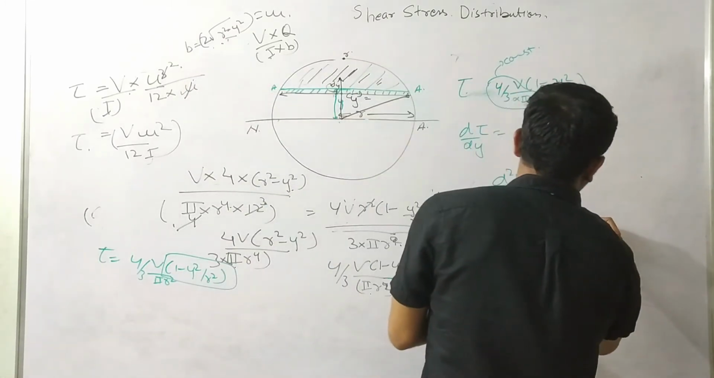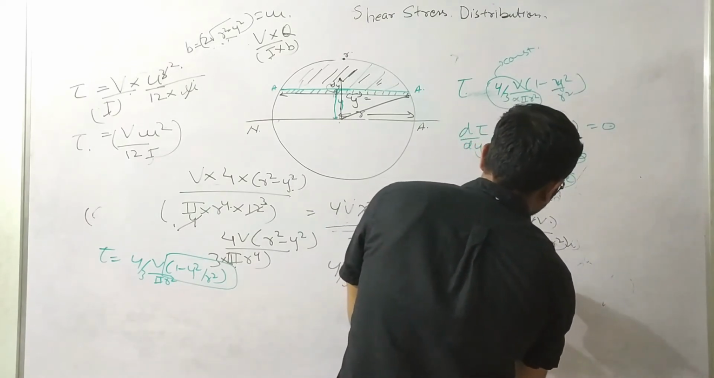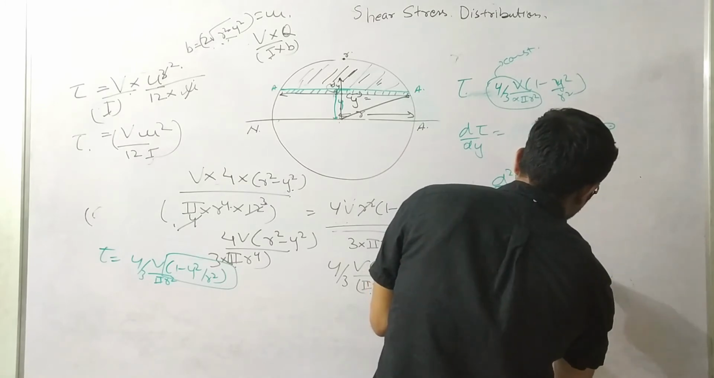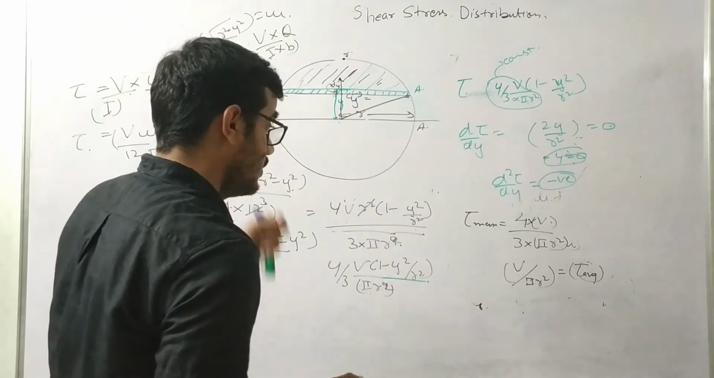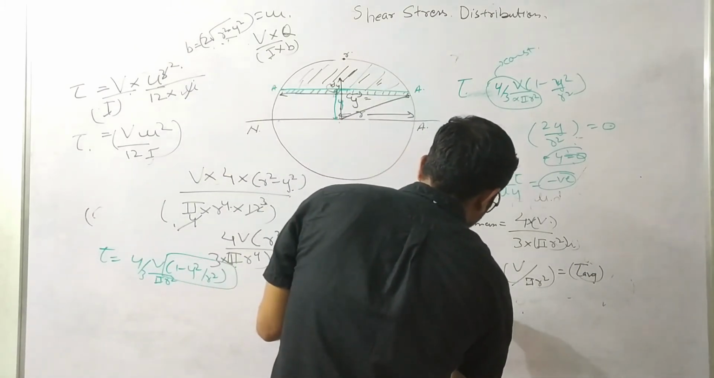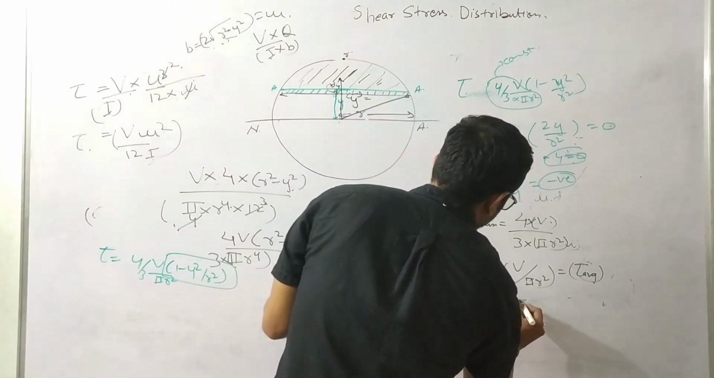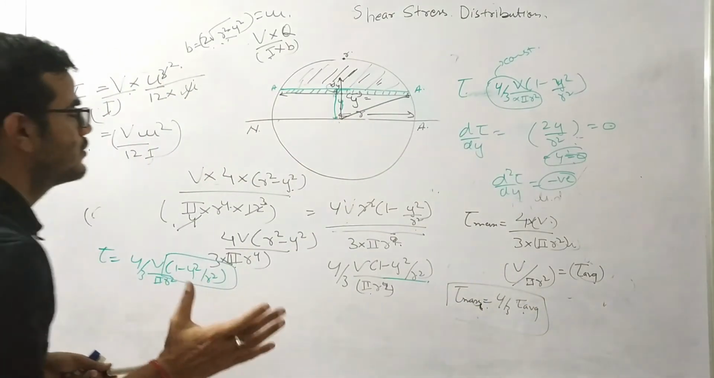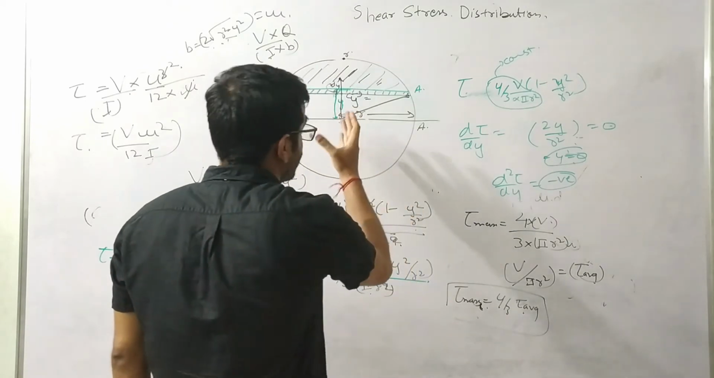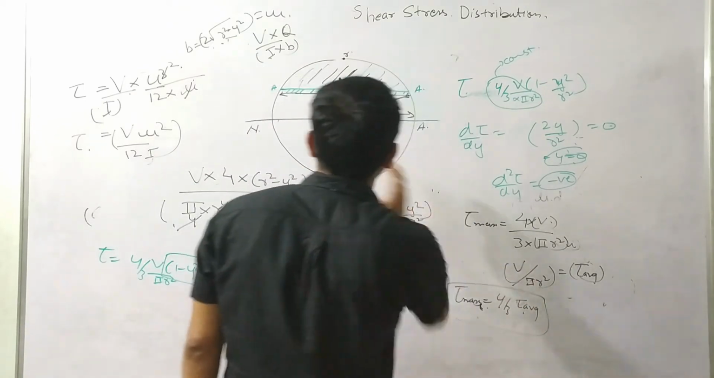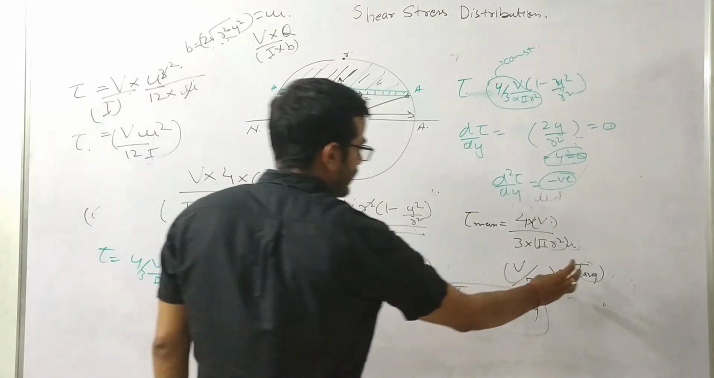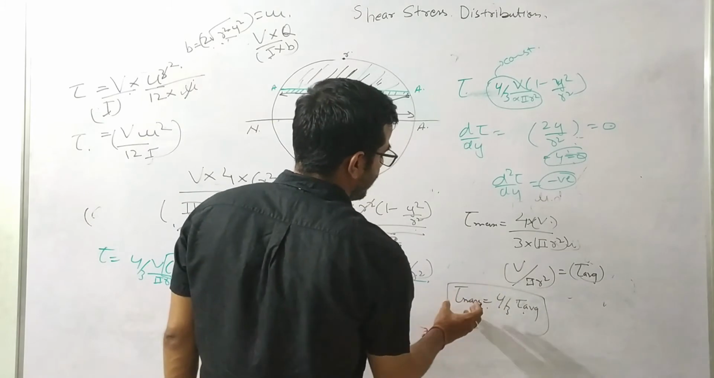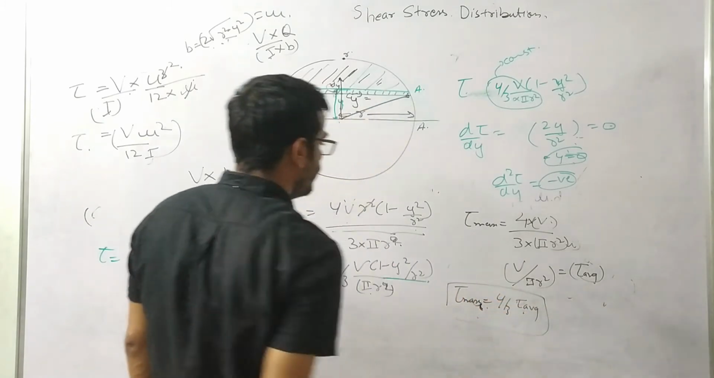V over pi r square I can write like this. V over pi r square is nothing but tau average across the cross section. So tau max is nothing but 4 by 3 of tau average, right? Tau average is what we calculate on the basis of shear force V upon area. V is the shear force, and area is the total area, pi r square. That is tau average. So if sometimes a question asks how much tau max is of tau average, you can write that tau max equals 4 by 3 times tau average.